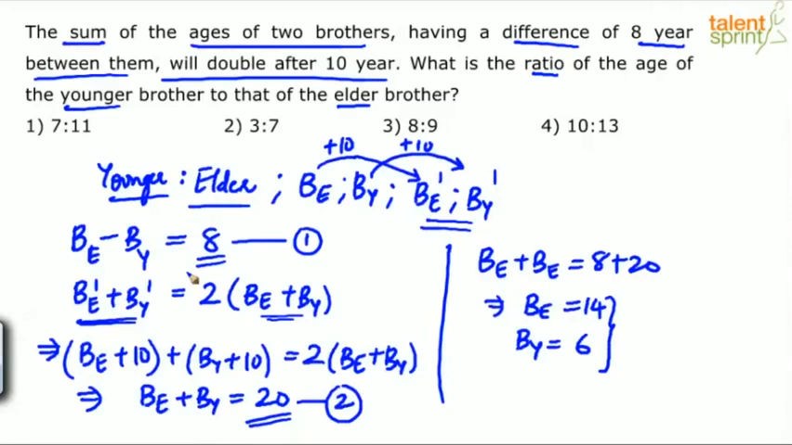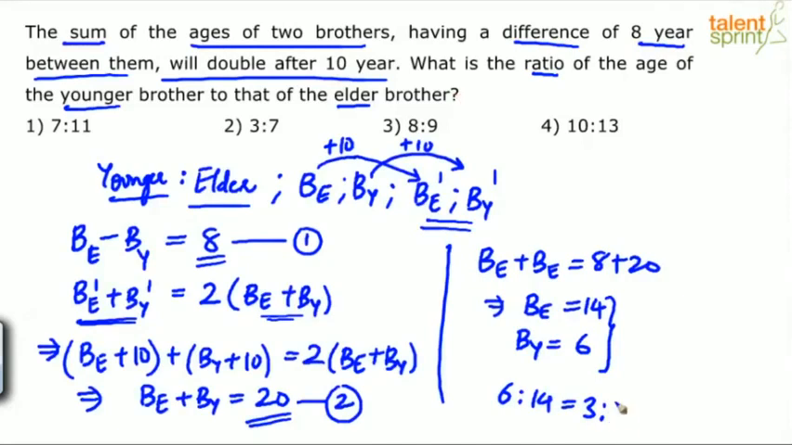What should be the ratio? Be very clear. The ratio is for younger is to elder, right? We need to solve younger is to elder. So younger is to elder will be 6 is to 14. 6 is to 14 is equal to, sorry, 3 is to 7. 3 is to 7. Option 2 would be the correct answer.